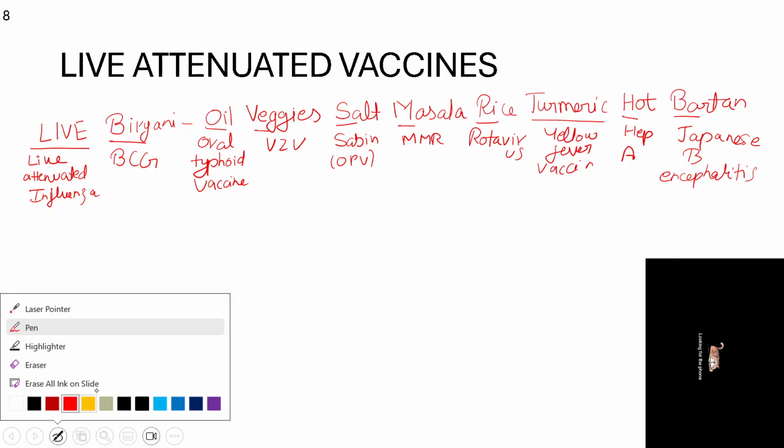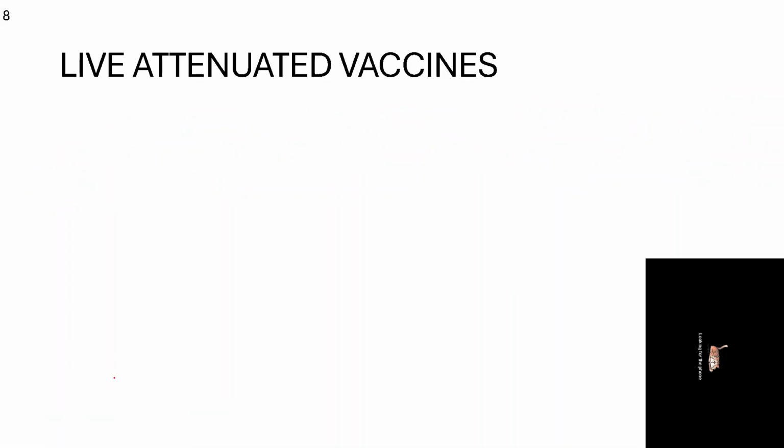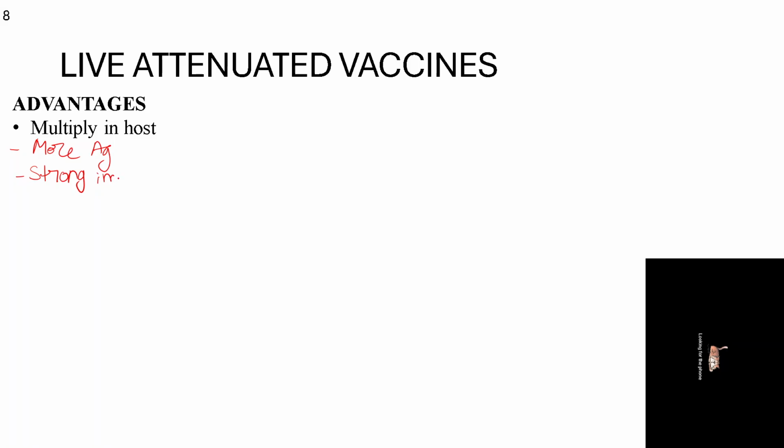Now, let's see some of the advantages that your live attenuated vaccine have. The first advantage it has, it multiplies in the host. How is this an advantage? Since it multiplies in the host, there will be more antigen. As there is more antigen available, there will be a strong immune reaction.